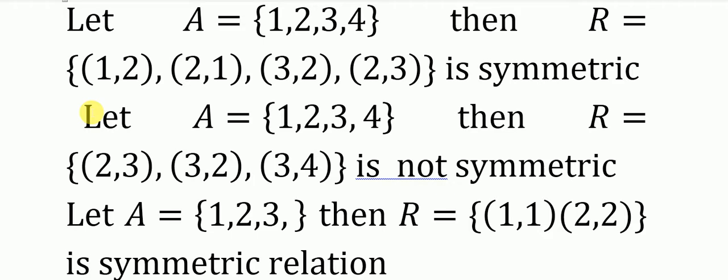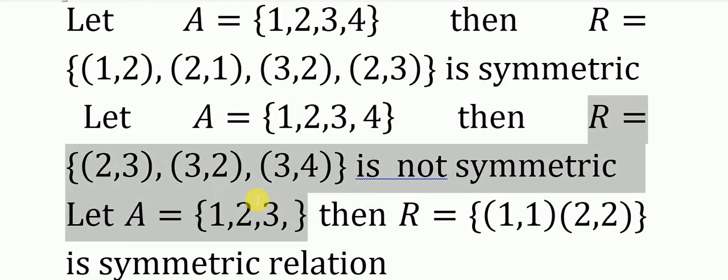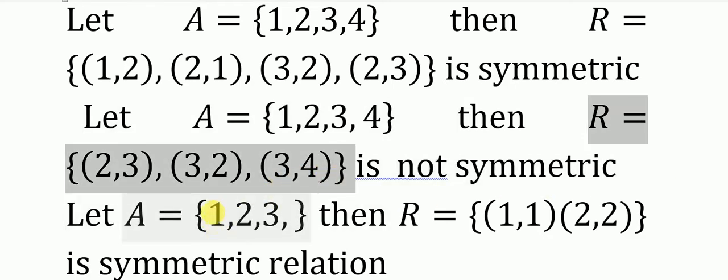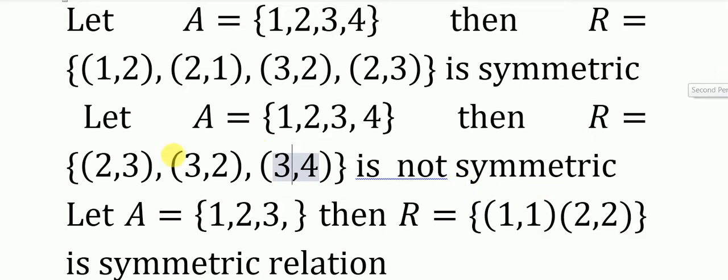So you can take another example. Set A equals {1, 2, 3, 4}, then R is equal to this relation (2, 3), (3, 2), (3, 4), which is not symmetric, because you can observe I have (2, 3) and (3, 2), but I have (3, 4) here, but (4, 3) is not in this relation. That is, 3 is related to 4, but 4 is not related to 3. So it is not a symmetric relation.